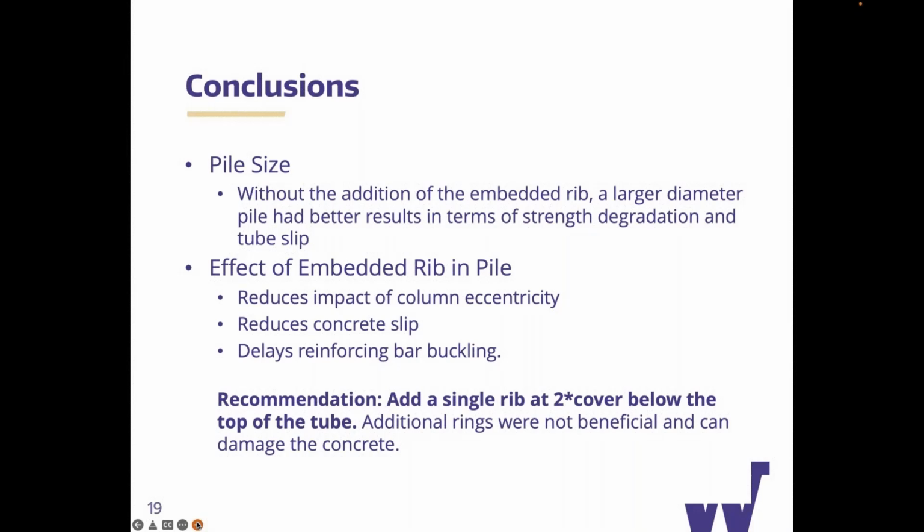I also want to say, as I said in the beginning of the talk, additional rings were not beneficial. If you think about the strutting action within the concrete, with multiple rings you're going to have more and more demand on those ribs, and you may even increase the damage into the pile, which is incredibly hard to repair. So this ring gives us that advantage. It really reduces the impact of eccentricity, and it reduces the bond damage and degradation.